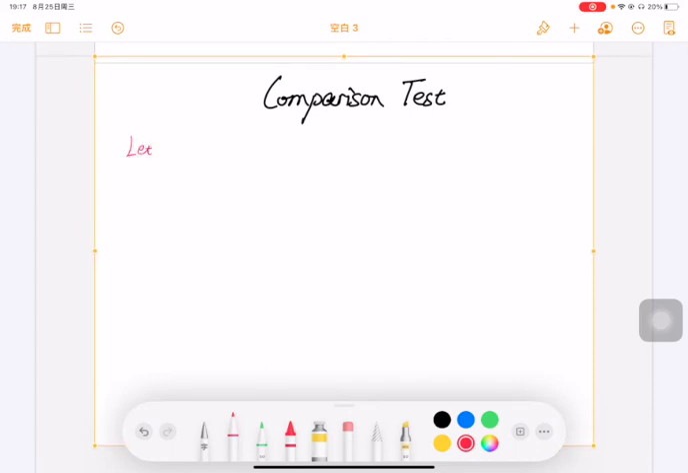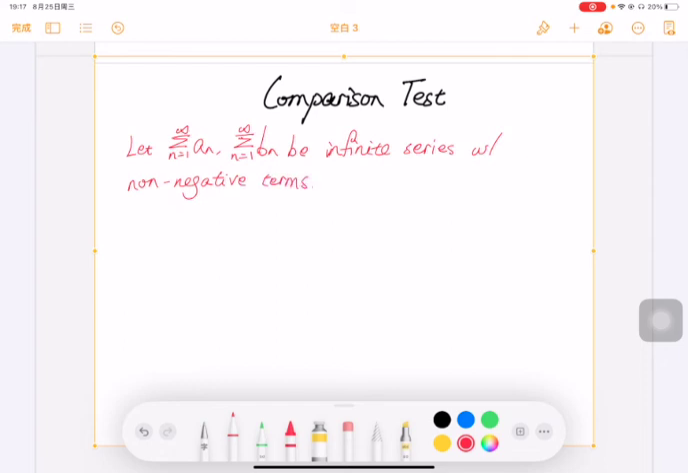Let the sum of An and the sum of Bn be two infinite series with non-negative terms. So every single term is non-negative.